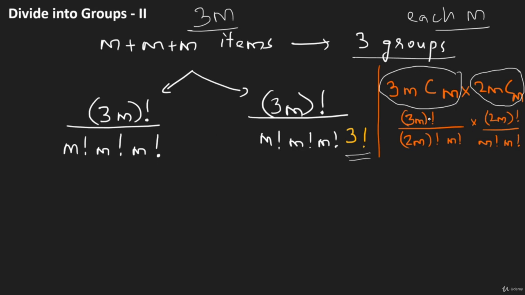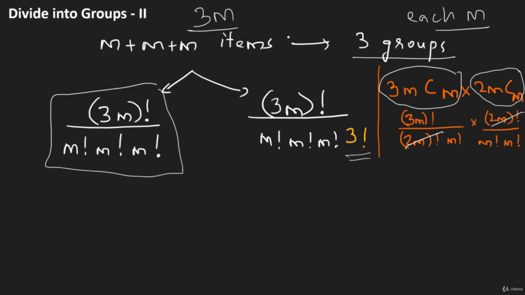What is 3MCM? That's 3M factorial by 2M factorial into M factorial. And what is 2MCM? That's 2M factorial by M factorial into M factorial, right? And these two get cancelled and you're left with 3M factorial by M factorial into M factorial into M factorial, which is what we have over here.